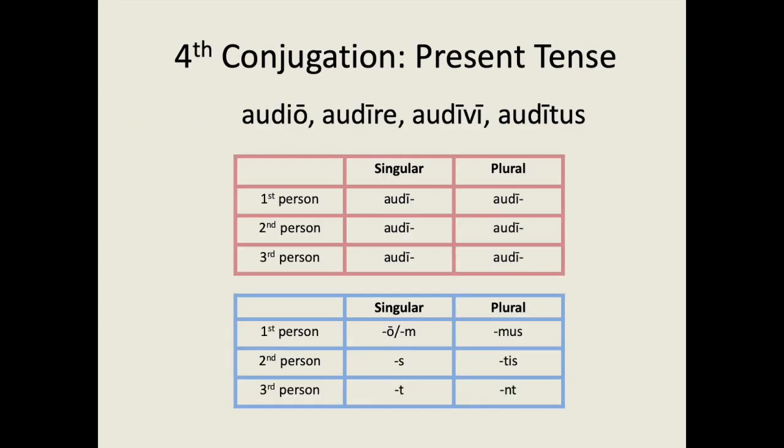We form the stem of this verb by removing the re ending, just as we saw for amare in the beginning of the lesson. Here are the present tense suffixes, which relate to the person and number. Pause the video and see if you can conjugate the verb audio in the present tense.